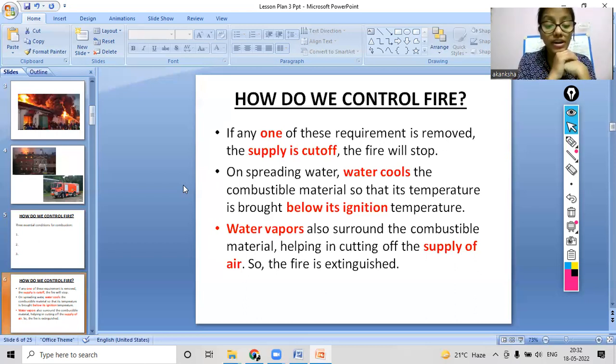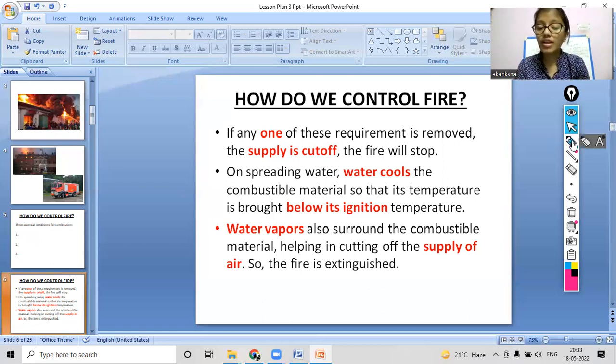We can cut off the supply of oxygen. Yes, very good. You all are answering it correctly. And water, like the fire brigade was using water to control fire. Very good. We also saw in the previous class an example where we wrapped a blanket around a person who was burning so that we can control the fire or extinguish it, right? Yes, very good. Now we will read in detail.